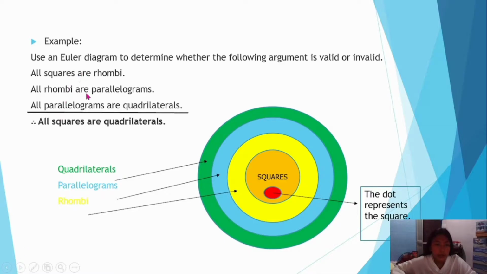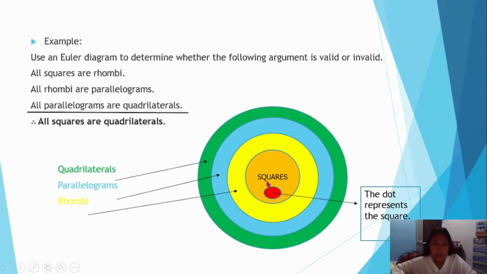Here, the premises are: all squares are rhombi. All rhombi are parallelograms. All parallelograms are quadrilaterals. And the conclusion is, therefore, all squares are quadrilaterals. This is an Euler diagram for this argument.